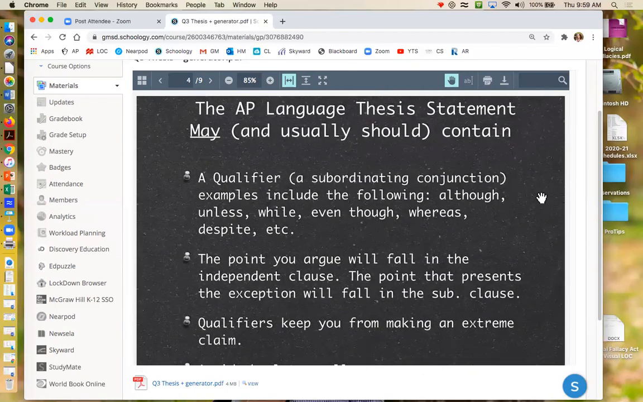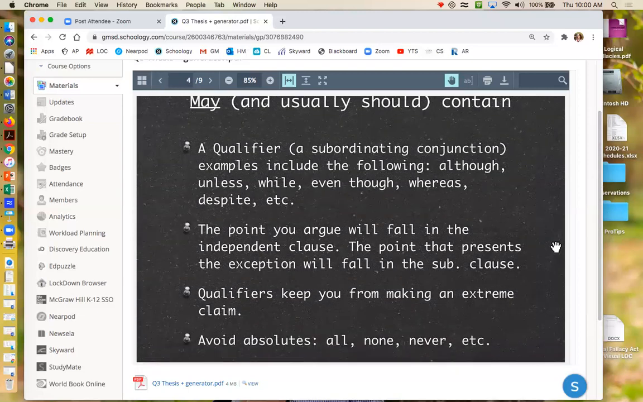Here are some notes on that qualifying subordinate clause. They can start with any kind of subordinate conjunction that suits your purpose: although, unless, while, even though, etc. The point you argue will fall in the independent clause, and the point that presents the exception will fall into the subordinate clause. Again, that qualifier keeps you from making an extreme claim.